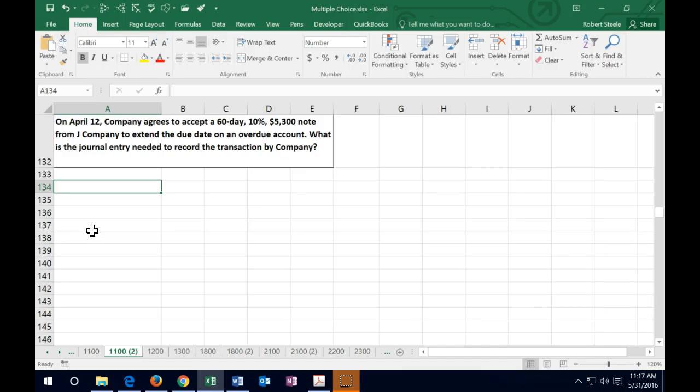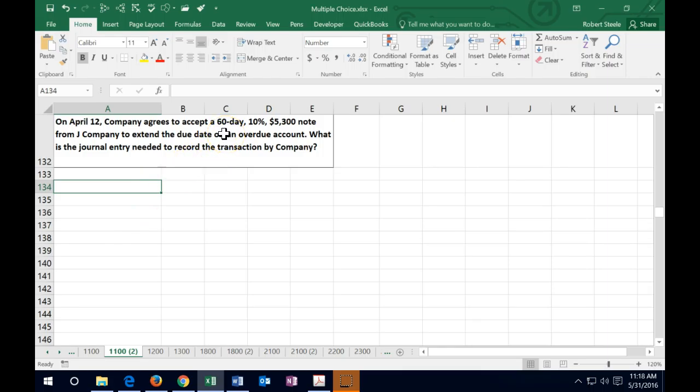Okay, so we have an overdue account that we're basically going to say we're not going to pay, and we've agreed with the company to extend the terms to make it into a note. So on our books, we had an accounts payable at this time, and we're going to transfer that payable to a note payable rather than pay it off at this time. The difference between the accounts payable and the note payable being that it's usually going to be for a longer period of time rather than 30 days.